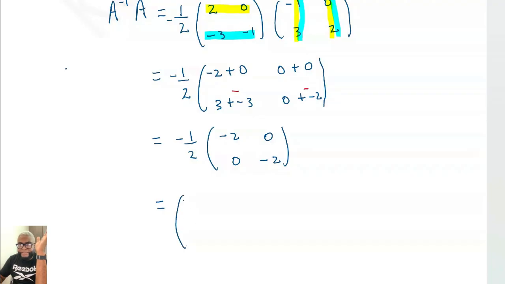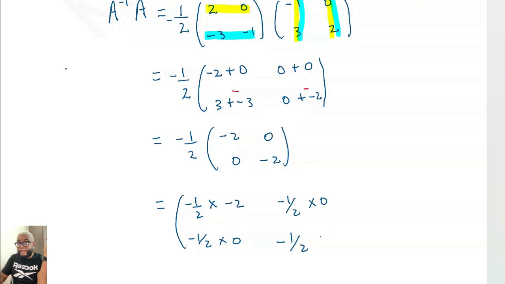Negative a half, let me put the multiplication. So there'll be negative a half multiplied by... She was getting problems with internet. So you want a multiplication, right? You have to do it here because we need to get the identity matrix. So we have to complete it, right? Negative a half by negative 2, then negative a half by 0, then negative a half by 0, then negative a half by the last number, which will be negative 2.